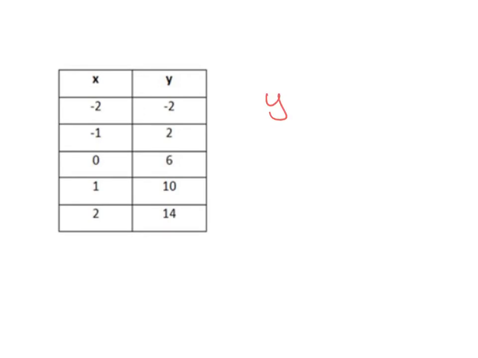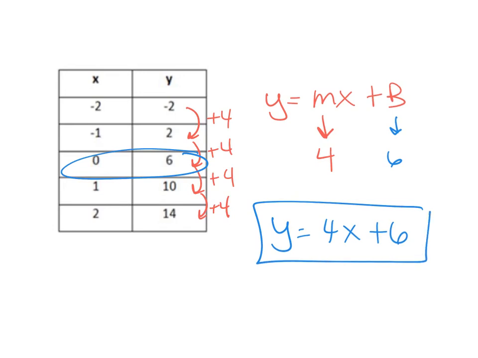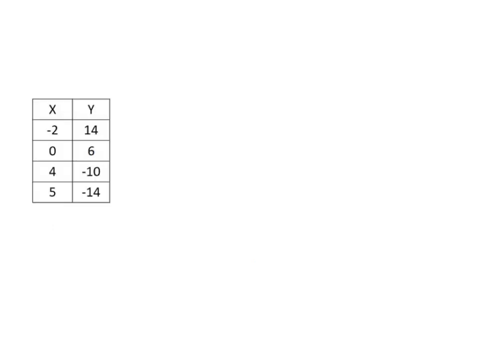Again, y equals mx plus b. The m is what you're doing every time. So if you notice, this is going up by 4 each time. So therefore, the m is 4. The b is when x equals 0. So the b here is 6. So when you put this together, you have 4x plus 6. Okay.